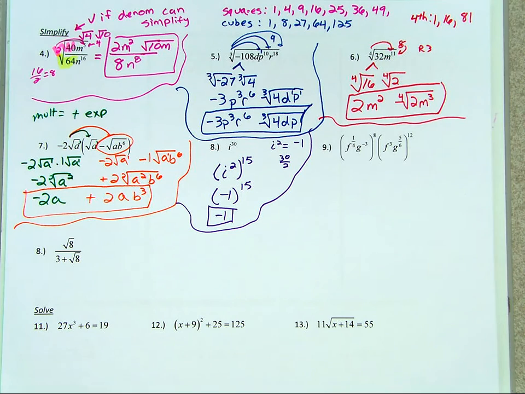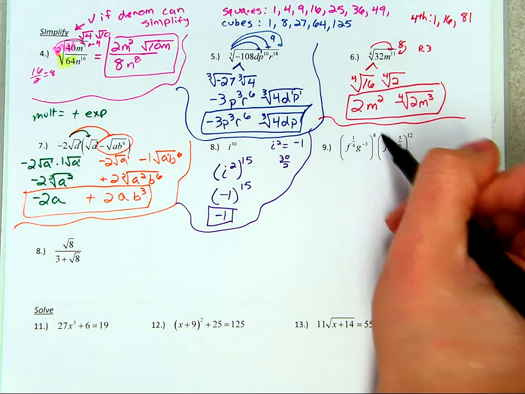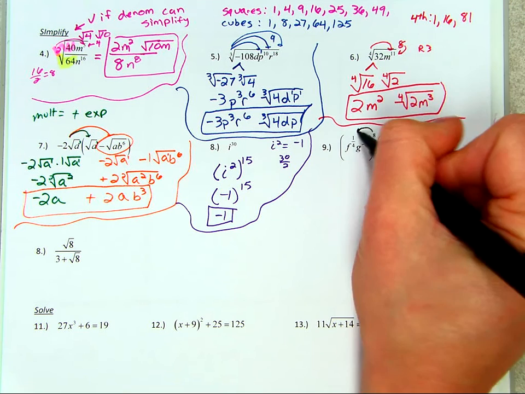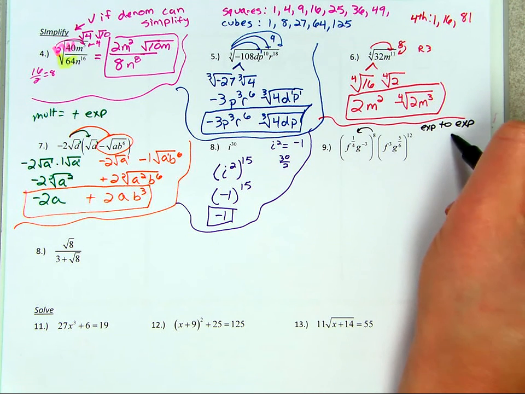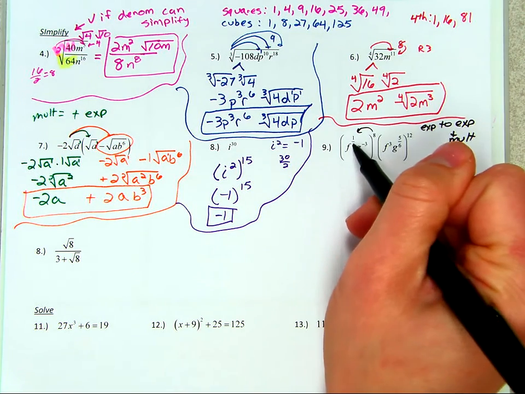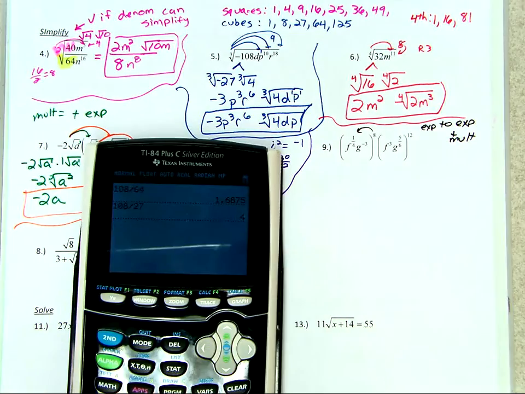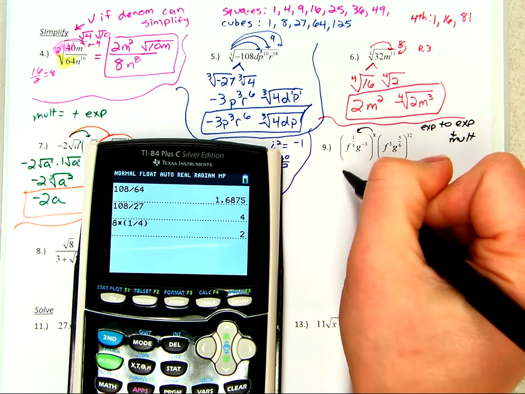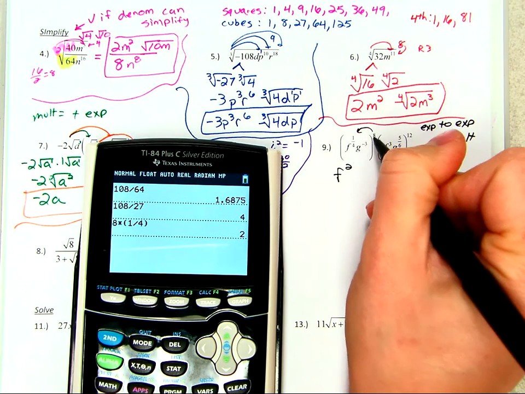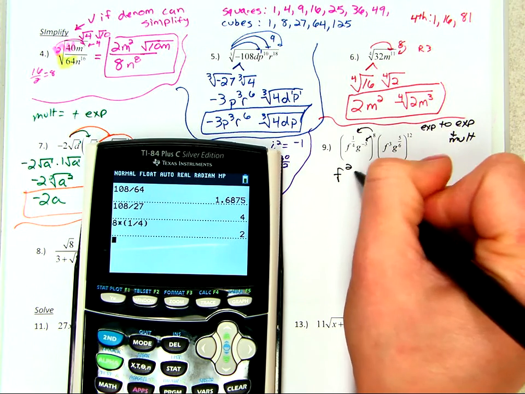Number 9, this one we have to distribute. And remember, when we take an exponent to an exponent, we multiply our exponents. So I'm doing 8 times 1/4, which if you wanted to, you could type it in your calculator. 8 times, in parentheses, 1/4 is 2. So I'd have f to the 2nd. 8 times negative 3 would give me g to the negative 24th.